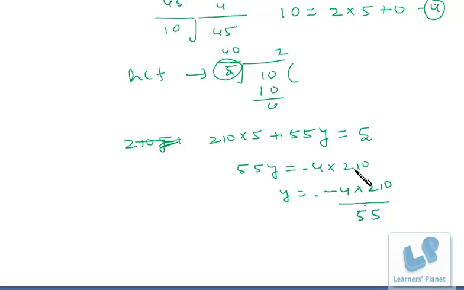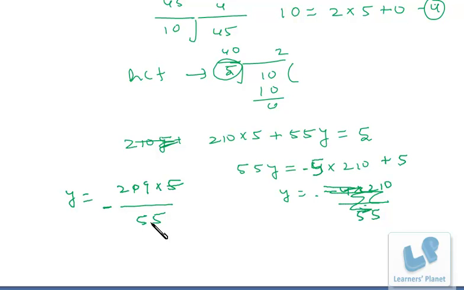Sorry, it is 210 into minus 5 plus 5, right? So y is equal to, if we take 5 as common from these two, so I'll be getting 209 into 5 by 55, and that too is negative, right? So it's 11 and it's 11 1 and 9, so it's minus 19, right? So the value of y is minus 19. Okay, and I hope you are clear.